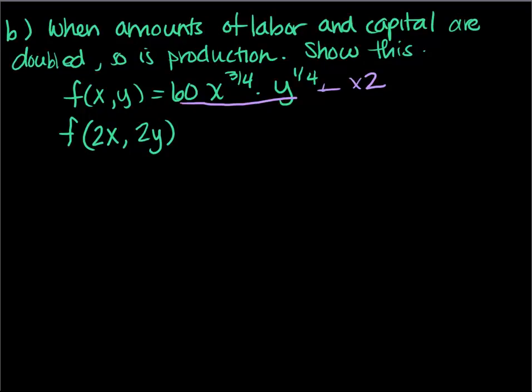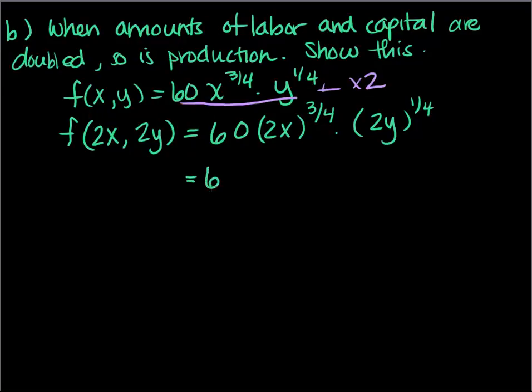So we just have a little bit of algebra. I don't think I should ever say just algebra, because sometimes the hardest part of calculus is the algebra. I think you're going to like this. Well, maybe like might be too strong of a word. So I'm going to put in 2x for every x, and 2y for every y. I've doubled my labor and doubled my capital, the units on labor and the units on capital. And now I just need to simplify this a little bit.